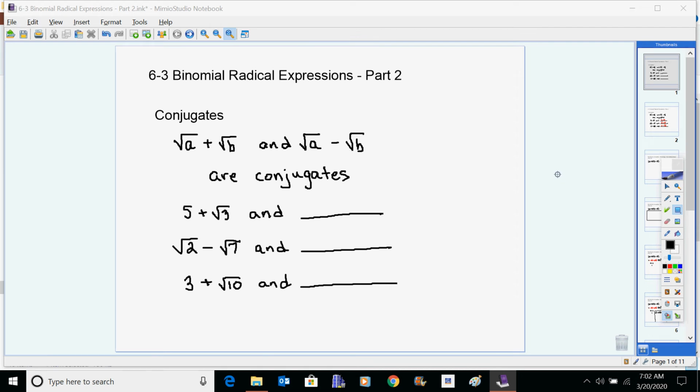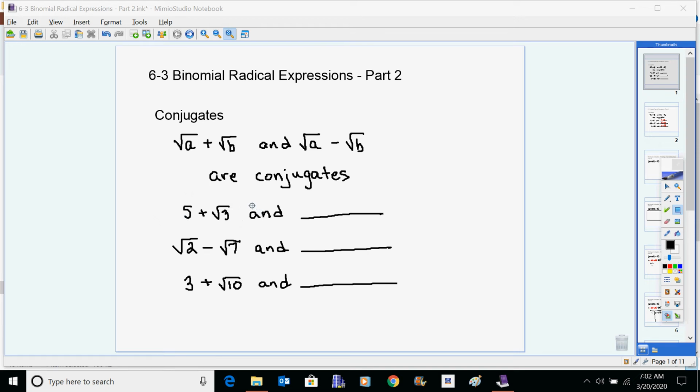All right, so let's just jump into the second part of this lesson on binomial radical expressions. The first part was just talking about the radical expressions and multiplying them together and distributing to whatever needed to be distributed to. But this part is going to help us to deal with rationalizing a denominator that happens to have a binomial in it. So the first part in that process is to be able to identify conjugates.